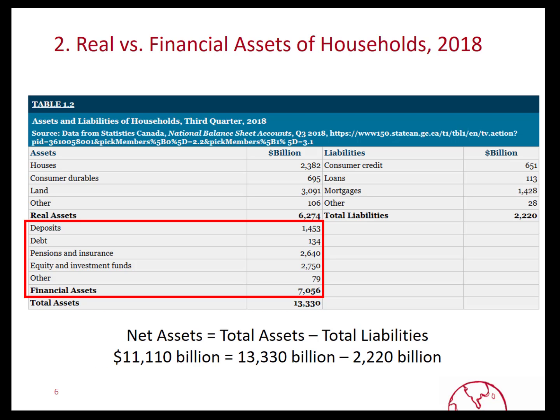Set against that, we have consumer credit, loans, mortgages, and other liabilities that add up to around $2.2 trillion. So our net assets, meaning our total assets minus our total liabilities, are $11.1 trillion. We could also call that our net worth.